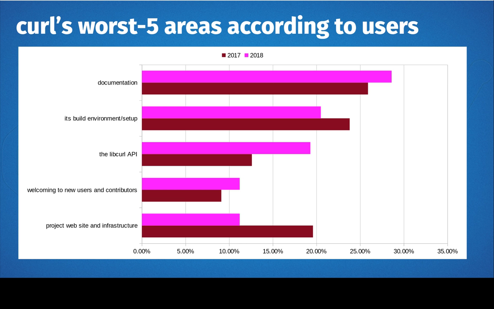I think in the worst part, it mentions the build environment, which isn't mentioned as a good part. And I can see why. Interestingly enough, the libcurl API, number three here, was also mentioned as number five in the good part. Welcoming to new users and contributors, apparently not here. Website, not as good. But I find that curious, because I don't really understand what people want from a website other than what we're already providing, so I don't know.